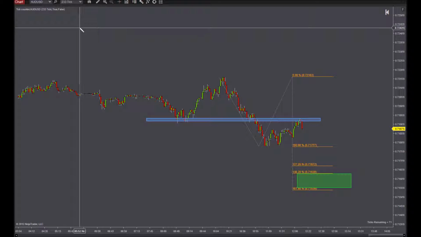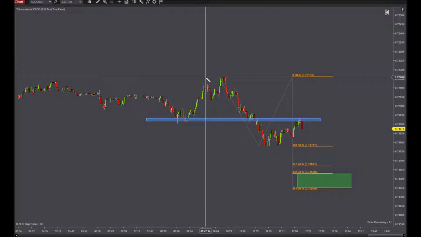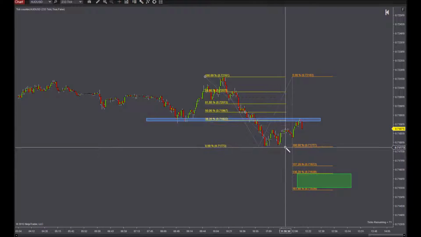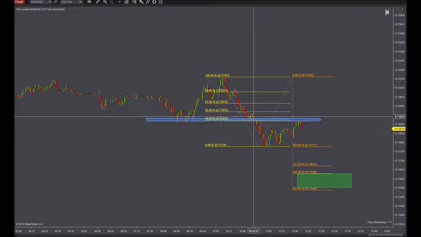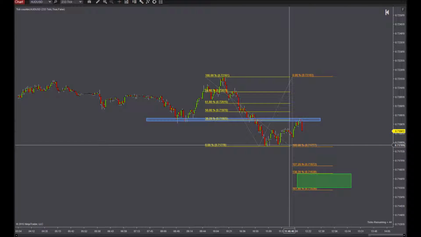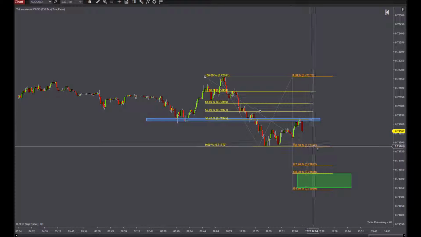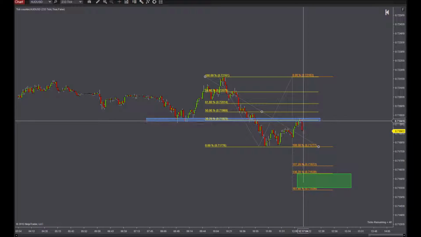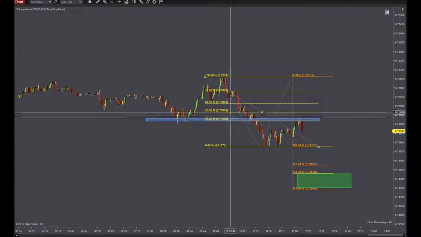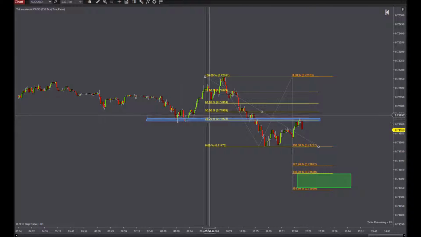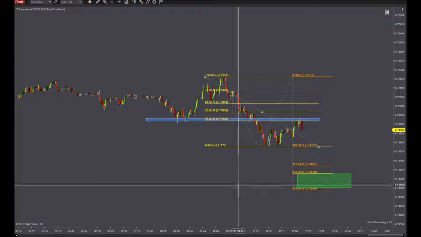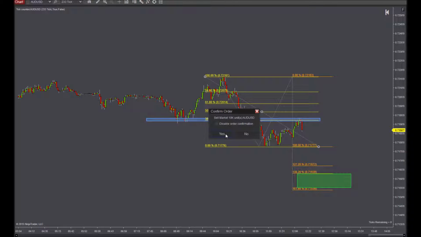So while we're waiting, this is going to be an AB equals CD. As you can see, that price came right into the 38.2. Let me pull this out a little. Right into the 38.2, which is what we expected, because this is the area of structure. Here we go. Let's get ready to short.